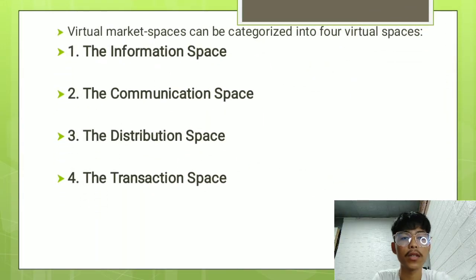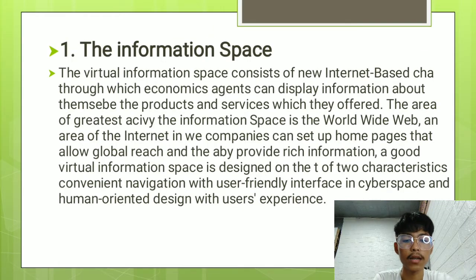So there are 4 types of virtual market space: the information space, the communication space, the distribution space, the transaction space. The information space. The virtual information space consists of new internet-based channels through which economic agents can display information about themselves, the products or services which they offer, the area of greatest activity.